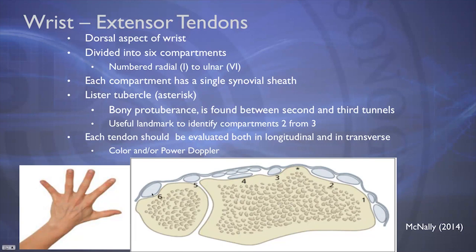And I've indicated here Lister's tubercle, and in this diagram it's indicated by the asterisk. It's a bony protuberance that's found between the 2nd and the 3rd compartments, but it's really an invaluable landmark to help you get oriented in general. So if I get lost when I'm looking at the dorsal compartments of the wrist, I'll try to go back to the radius in transverse, look for this Lister's tubercle, and then that helps me get my bearings on, okay, I see compartment 2, compartment 3, and now I can move on to 4, 5, 6, and it can really be a helpful landmark for you.